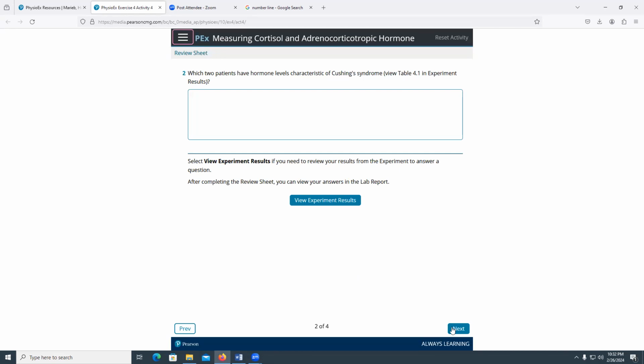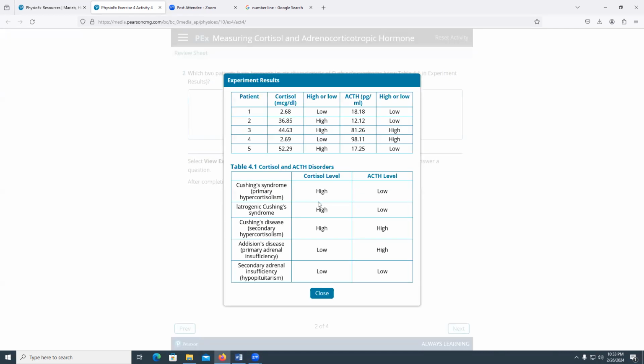Question number 2. Which 2 patients have hormone levels characteristic of Cushing's syndrome? That means I need very high adrenal cortex cortisol. So I need hypercortisolism with low CRH and low ACTH. I will find that in patients 2 and 5. Patients 2 and 5 both have high levels of cortisol and low levels of ACTH.